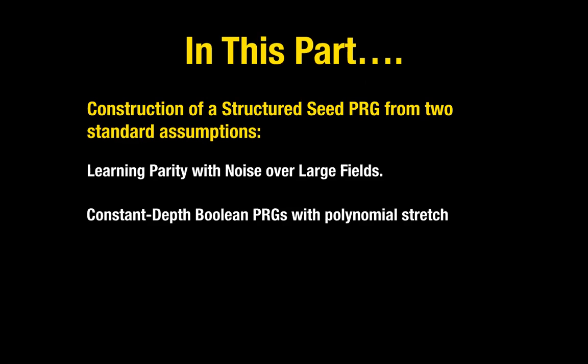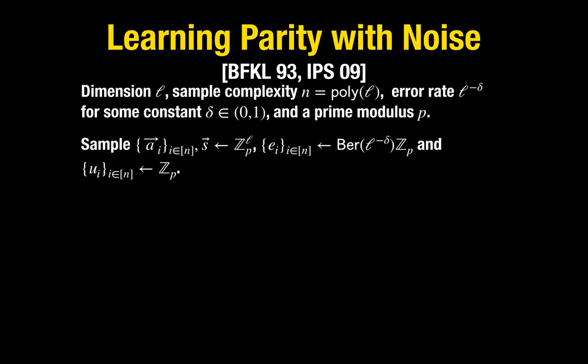Just for the sake of concreteness and setting up some notation, I'm going to recall these assumptions. So the first assumption is that of learning parity with noise. What does it say? It talks about indistinguishability of two distributions. In the first distribution, you're going to have n randomly chosen coefficient vectors a_i, which are chosen from Z_p to the L. P is a prime and Z_p is a field. Think of it being sub-exponential in the dimension L. And then you're going to sample n of them. N is some polynomial in L.